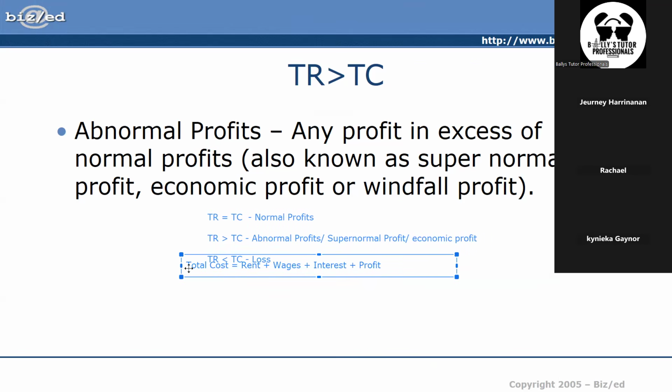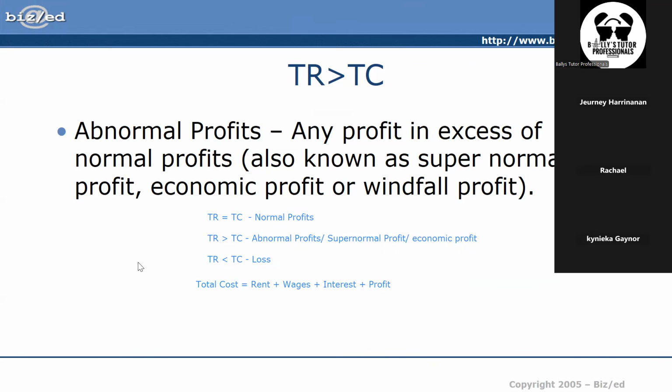Everybody following so far, right? All these things are very important to understand before we do the graphs. Because our total cost includes profits. When our total revenue is equal to total cost, we are making our normal profits, because total cost includes profits. We have enough revenue for our rent, wages, interest, and the profit that we expect. If we make more revenue than that, then we have abnormal profits or supernormal profits. And if we make less revenue than our cost, then we make a loss.